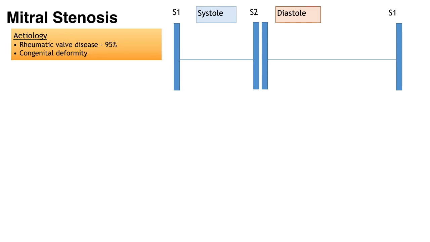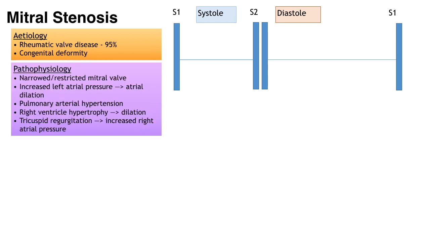Moving on to mitral stenosis. Now, 95% of the cause comes from rheumatic valve disease, which we discussed in the previous slide, and the rest is made up of the congenital deformity. Now, in terms of its pathophysiology, in mitral stenosis, the mitral valve opening is restricted due to the thickening and fusion of the leaflets. This impedes the forward flow of the blood from the left atrium into the left ventricle. To compensate for this, pressure in the left atrium rises. This impedes forward flow of the blood from the lungs, which becomes congested.